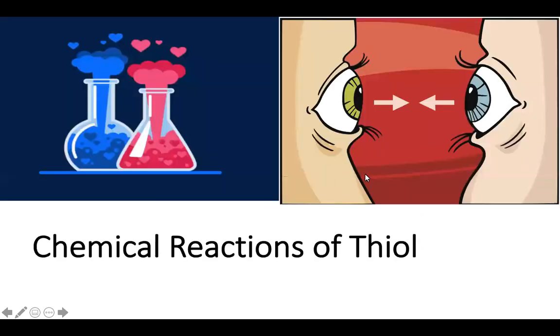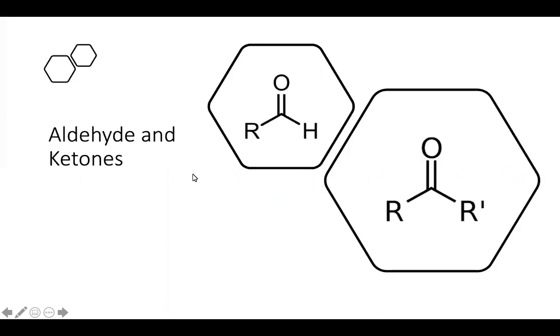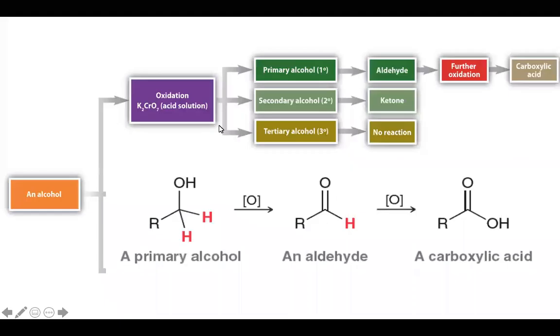And chemical reactions of thiol. These are the chemical reactions of thiol. We can undergo oxidation of thiol to form disulfide. And these are the reagents involved. Disulfide is RSSR, there's no H here. And aldehydes and ketones. So how do we prepare all these things? Preparation of aldehydes and ketones.